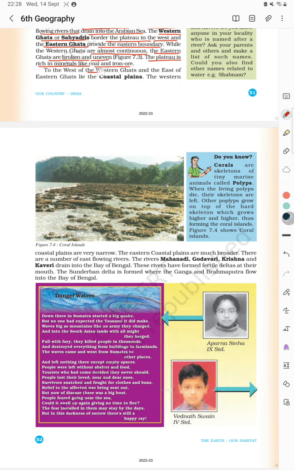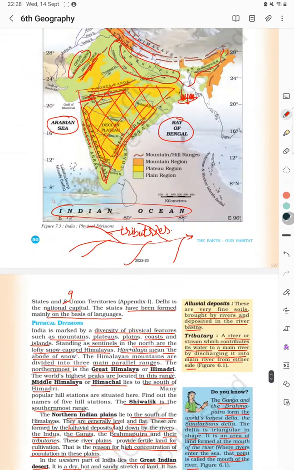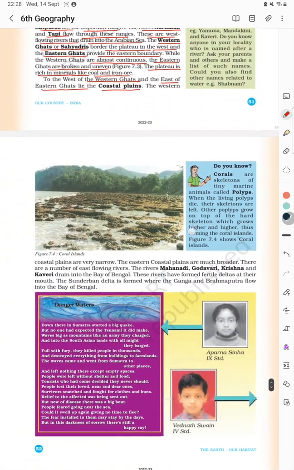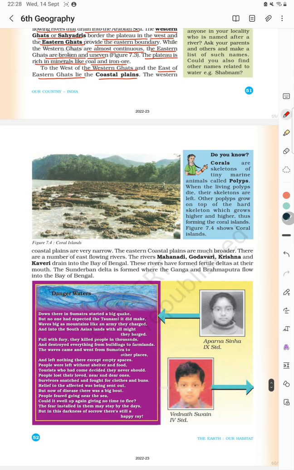To the west of Western Ghat and east of Eastern Ghat lie the coastal plains. If we look at the map, this is the coastal area or coastal plains, west of Western Ghat and east of Eastern Ghat. The western coastal plains are very narrow. The eastern coastal plains are much broader.